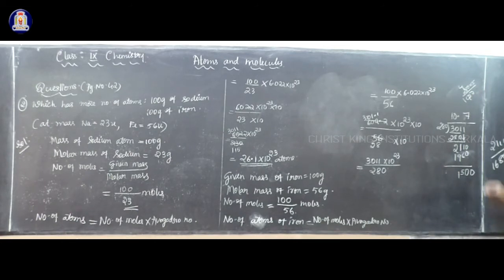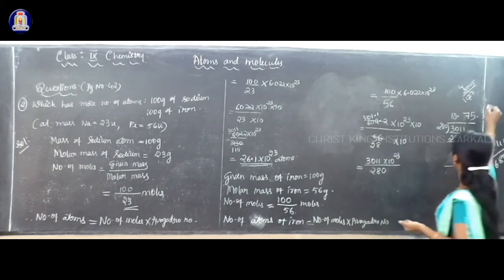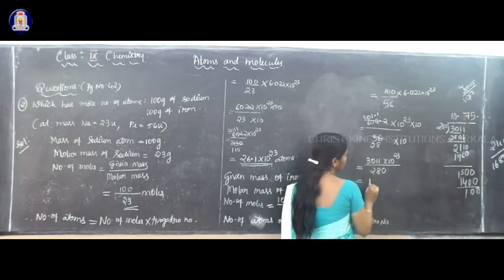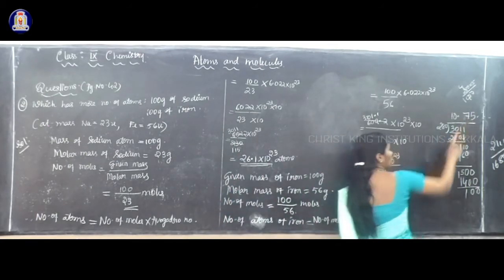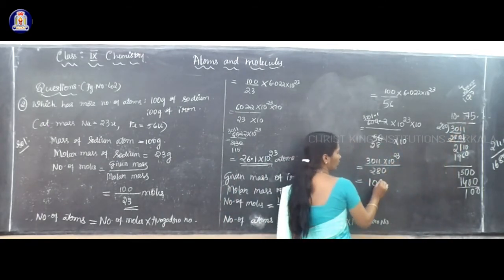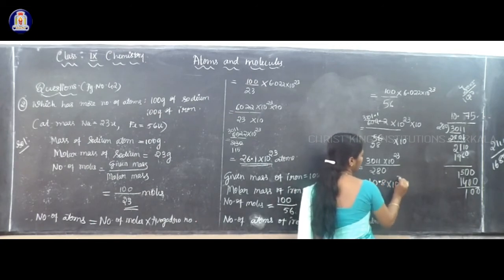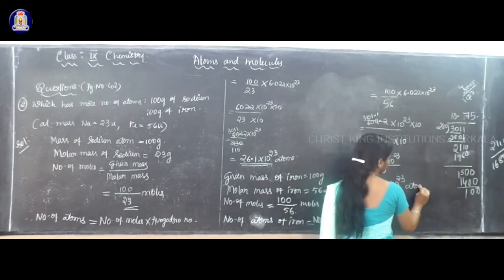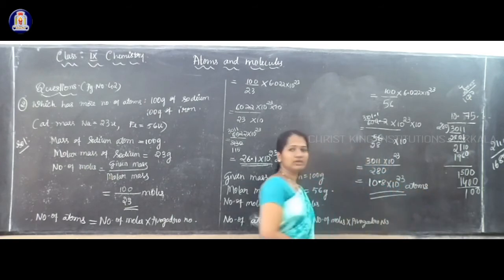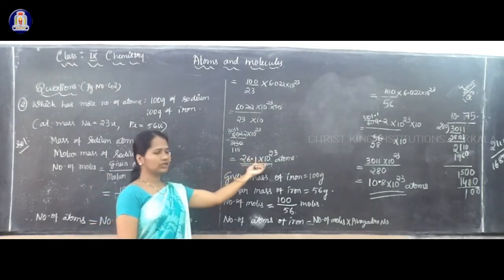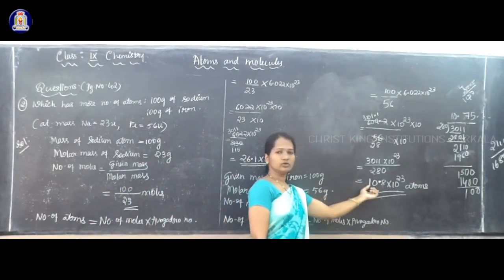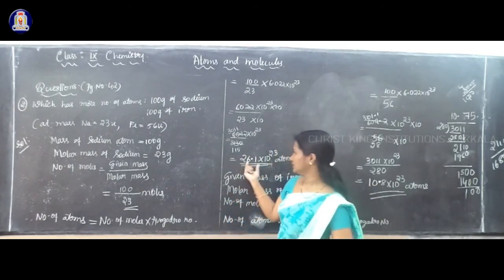1400, so 5s are 1400, 0, 0, 1, this value continues, you will get the answer 10.75 something, so this is approximately 10.8 into 10 to the power 23 atoms. Now compare both the values, which value is greater, 26.1 into 10 to the power 23 or 10.8 into 10 to the power 23. So which is greater? This is greater.